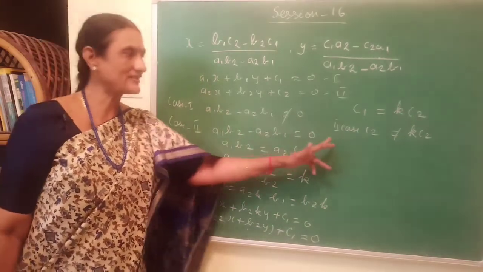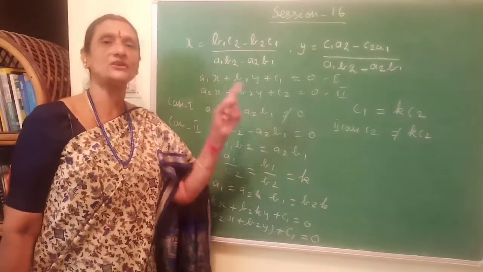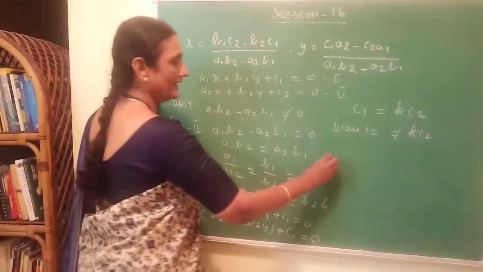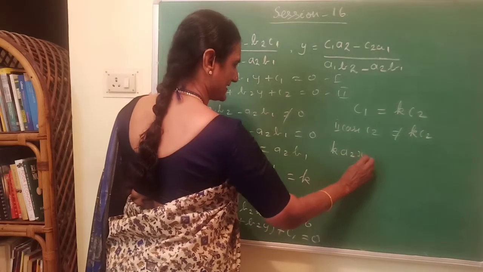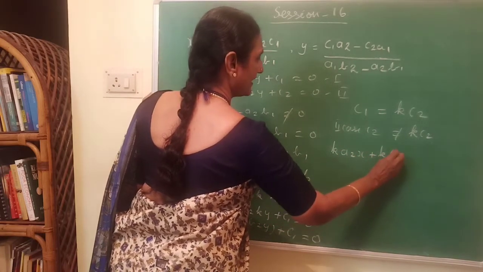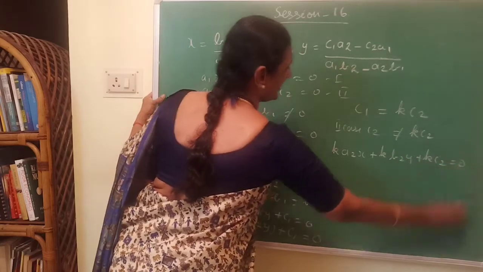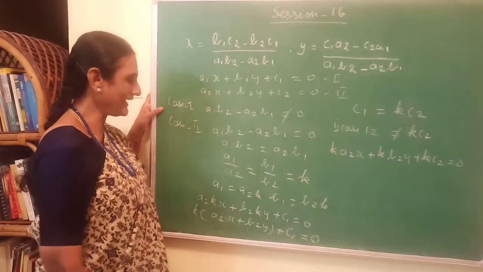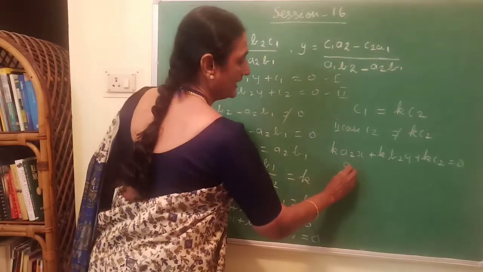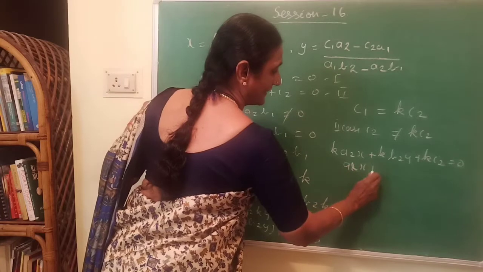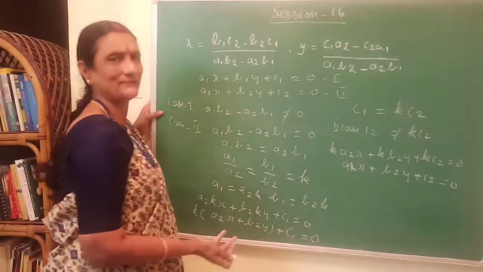What will happen? First case we will take. What is that first case? c1 is also equal to k c2. That means you get k times a2x plus k times b2y plus k times c2 is also equal to 0. Are you understanding? Now, this is your second way. First equation has become like this. Your second equation remains the same. a2x plus b2y plus c2 equal to 0 remains the same. There is no change.